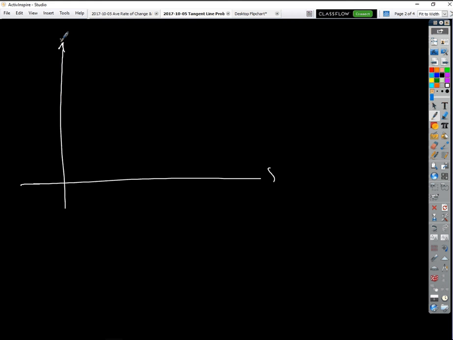We'll make a physics problem here. Say we're looking at position versus time, and our function's doing something like this. We want to go from this point right here at A to this point up here at B. You pick what A and B are, it doesn't matter.